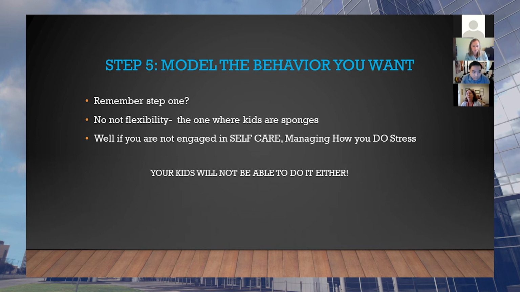Number 5, remember step 1? Okay, so no, not flexibility. The one where kids are sponges. Model what you would like your child to be doing as they're managing the complexities of being online and learning how to do their math homework in an app that whichever school system is asking them to do, and they're frustrated. How do you want to model for them how they manage that frustration?